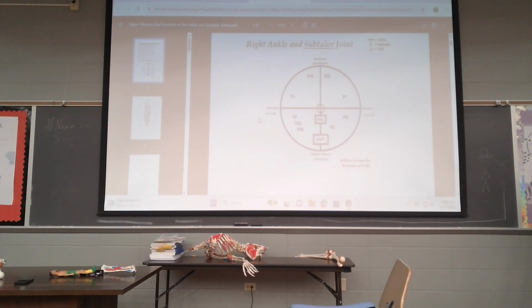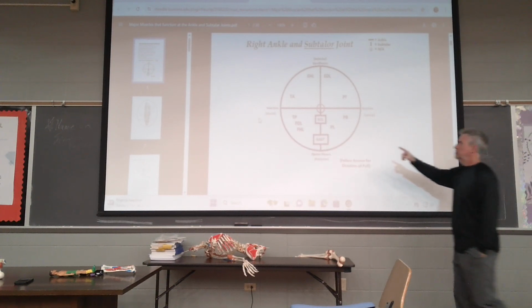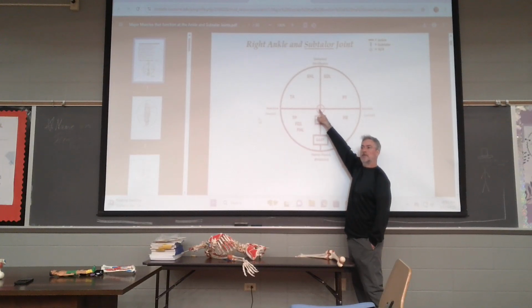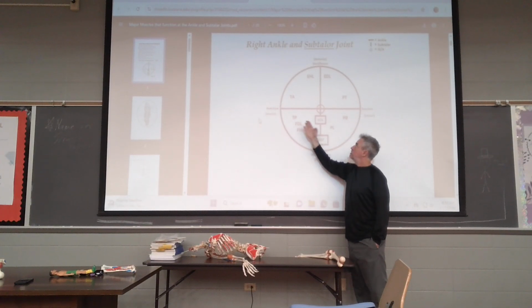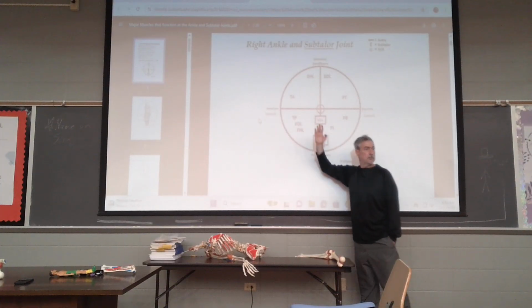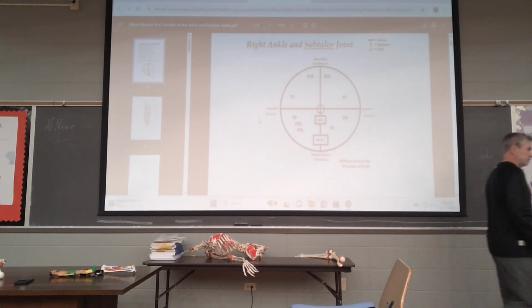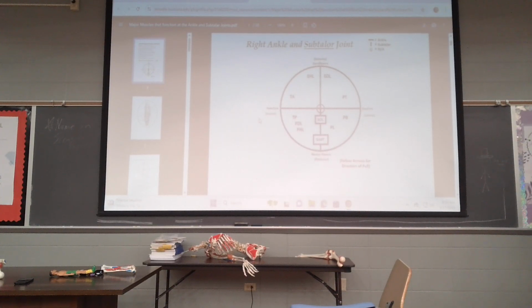Here's the circle. Remember, this is not an intersection. This is an overpass. The ankle joint is on top of the wobble joint, on top of the subtalar. But you have so many muscles that influence both. That's why we combine it into one circle. Same apartment complex, different apartments, top floor, bottom floor.